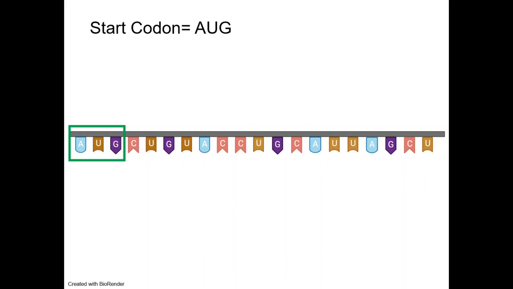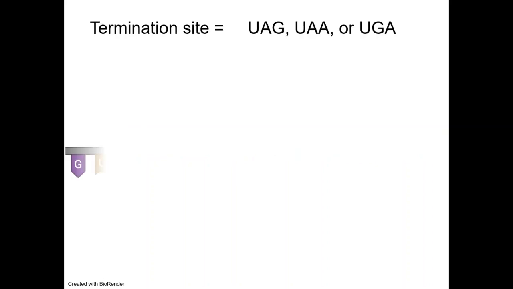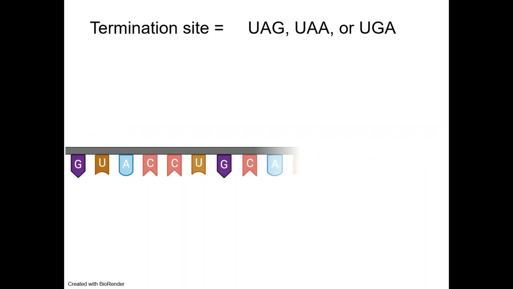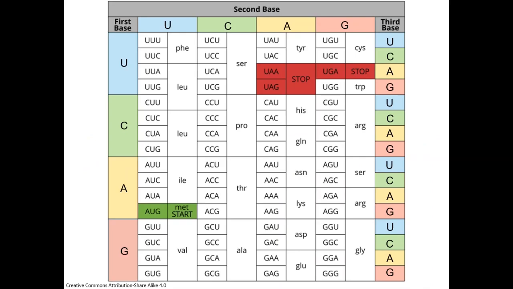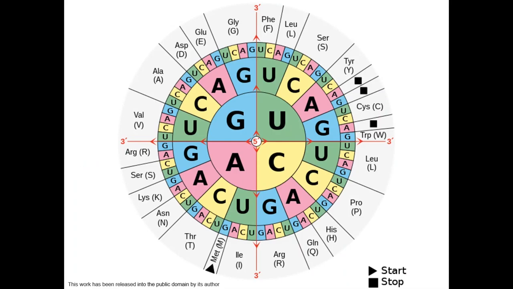The ribosome will continue to build the amino acid chain by reading down the mRNA strand until it reaches a termination or stop codon. In this example, the stop codon is UAG. There are 3 possible stop codons that can terminate translation. They are UAG, UAA, or UGA. Charts like this can help us determine what amino acid is coded for with the 3 nucleotides. Another example is the circular reference guide to determine the amino acid.